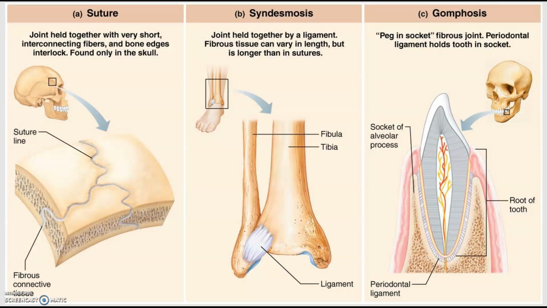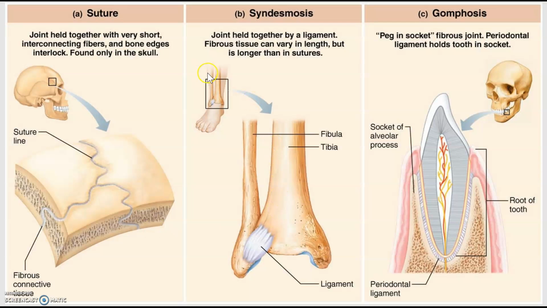Okay, so the first structural classification that we're going to look at are fibrous joints. These are joints that are joined by fibrous connective tissue. How long the fiber is determines the amount of movement that joint allows. Most of them are synarthrotic, which means that they're immovable, like the sutures of your skull. Okay, so this is where your skull bones fuse together. They fuse at these sutures, these really, really short fibrous connective tissues.